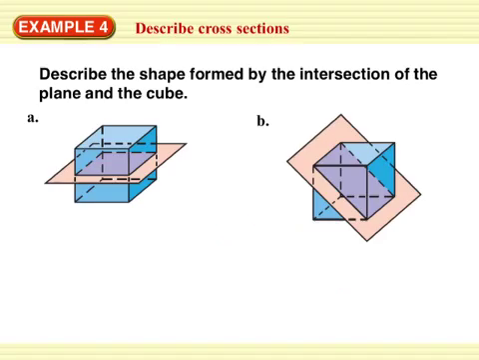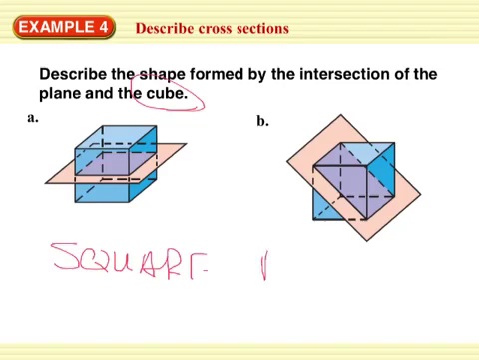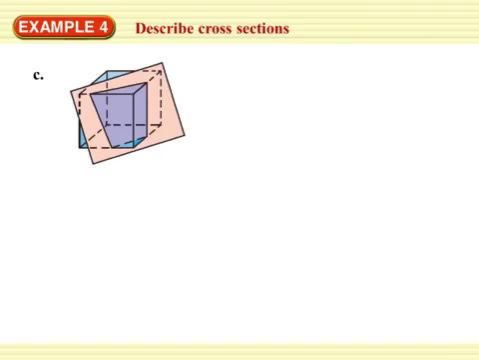Example, describe the shape formed by the intersection of the plane and the cube. A cube is a bunch of squares put together. So in part A, the cross-section would be a square, right? In part B, if I'm cutting the same cube, but I'm cutting it on a diagonal, the cross-section would be a rectangle. Describe the cross-sections.